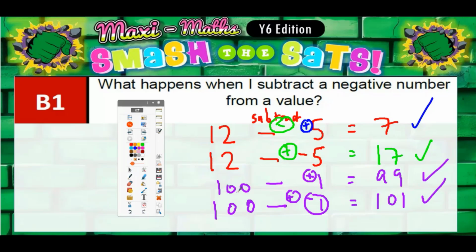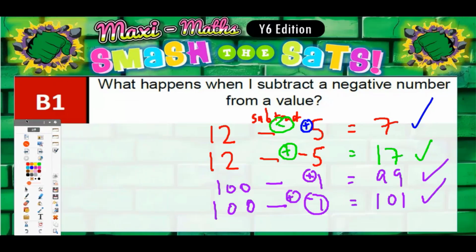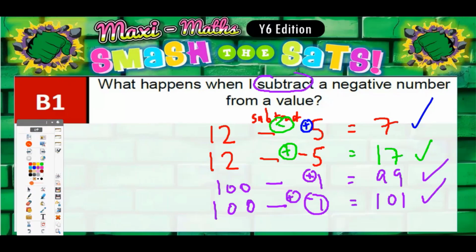Now, that is difficult to get your head around. You do more on that in year 7. But yeah, when you subtract a negative number from a value, because this subtract and this negative, it's like a double negative. So a double negative makes a plus. So the answer to this question is that you actually add.